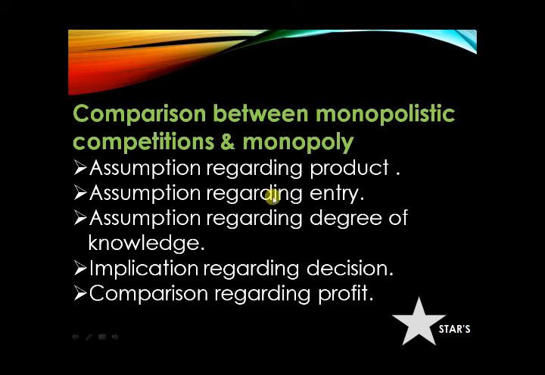Assumption regarding number of sellers. In case of monopoly, there is only one seller and a large number of buyers. Under monopolistic competition, there are a large number of buyers and sellers producing close substitutes. Assumption regarding degree of knowledge. Under monopoly, it is assumed that buyers and sellers have perfect knowledge regarding the market condition, but under monopolistic competition, buyers and sellers have imperfect knowledge of the market condition.